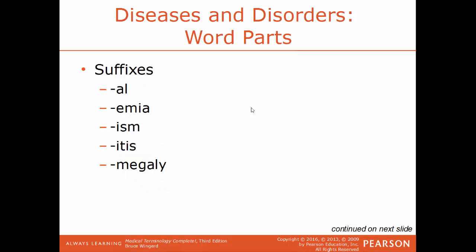Some common suffixes you'll see. Al means pertaining to. Emia means of the blood. Ism is a condition or a process. Itis means the inflammation of. Megaly means the abnormal enlargement. Oma is a reference to a tumor. Osis is a reference to an abnormal condition. Pathy is a reference to a disease. And pinia is a reference to a deficiency.